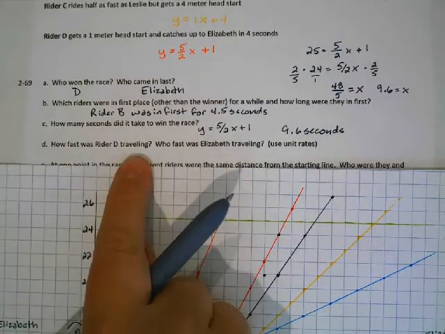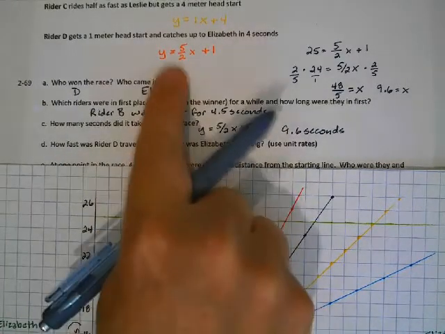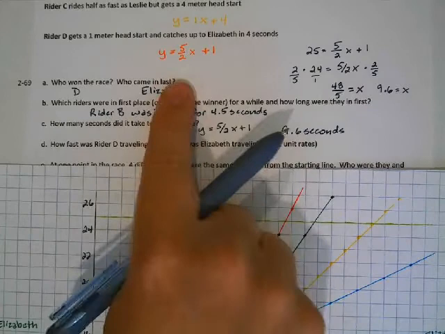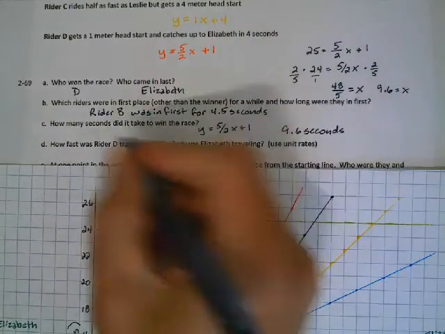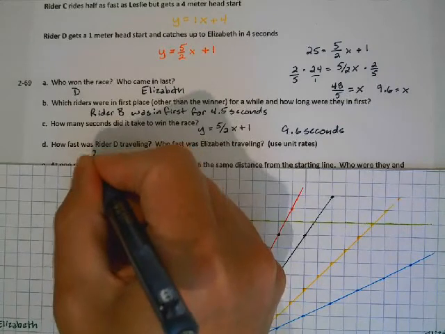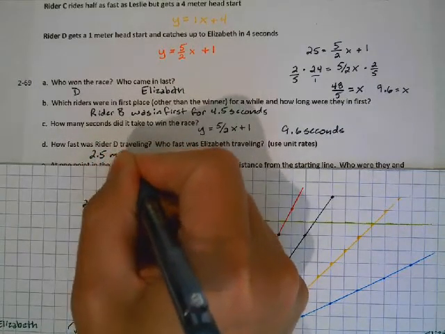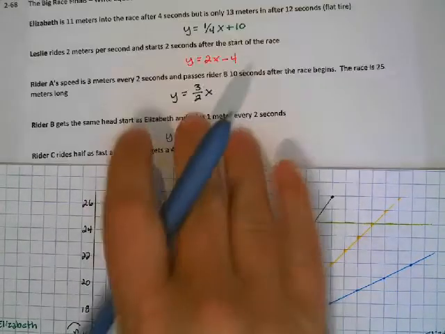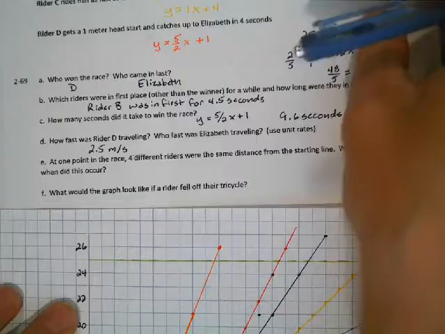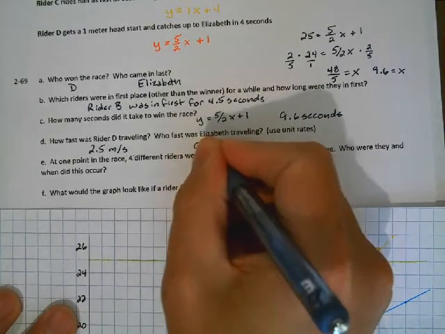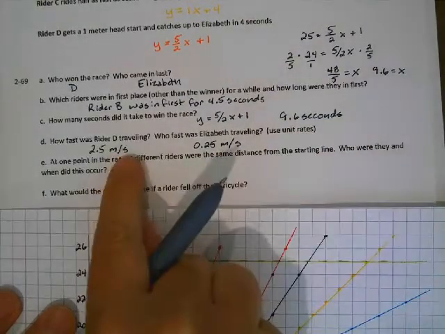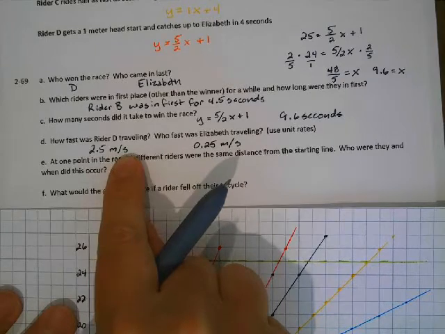All right, how fast was Rider D traveling? Well, we can go straight to their rate here, 5 over 2. But we want it in unit rates, so 5 over 2 would be 2.5 meters per second. So Rider D was going 2.5 meters per second. How fast was Elizabeth traveling? All right, Elizabeth was going 1/4. 1 divided by 4 is 0.25, so she was going 0.25 meters per second. So that's in unit rates. Remember, in unit rates, the denominator is always 1.